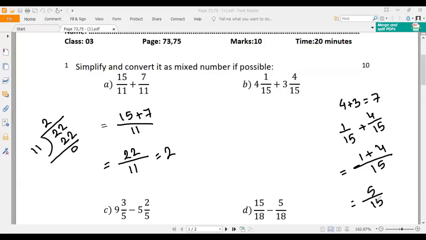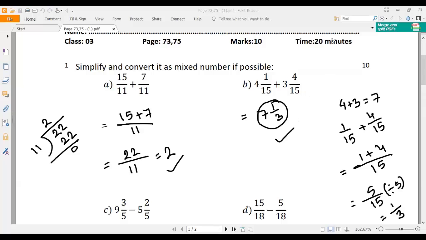5 divided by 15. Now divide both numerator and denominator by 5. Then 5 ones are 5, 5 threes are 15. 1 by 3. So we can write our answer will be 7 whole 1 by 3. So this is the first answer. This is the second answer.